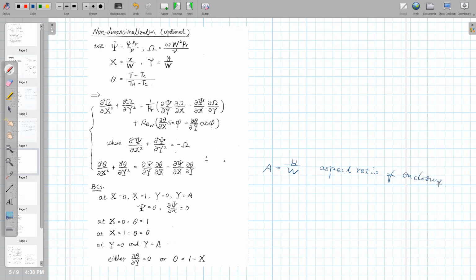All right. For the temperature, on the hot wall we have theta equal to 1. On the cold wall we have theta equal to 0. And on the side walls, y equal to 0 and y equal to a, we have either case 1, thermal insulation, or case 2, perfect conductor, where theta is changing linearly with x.